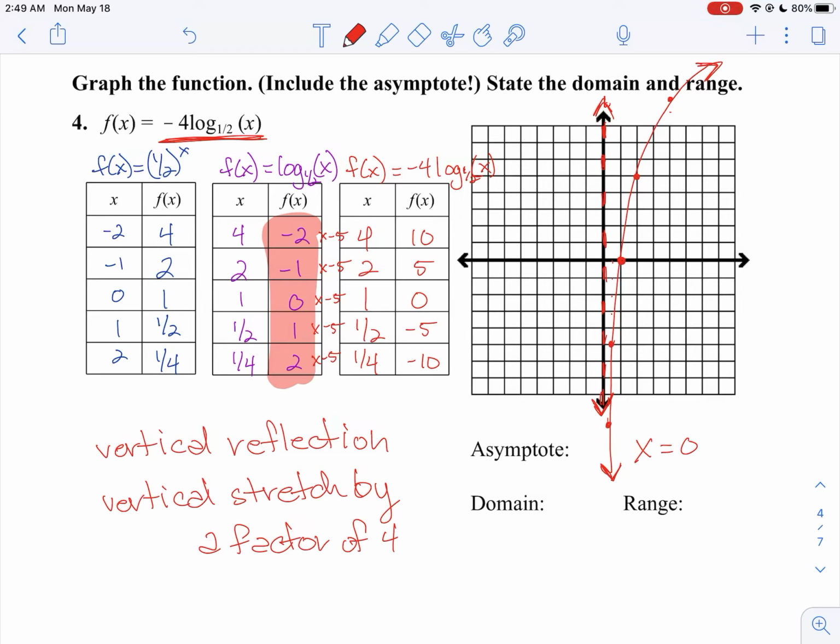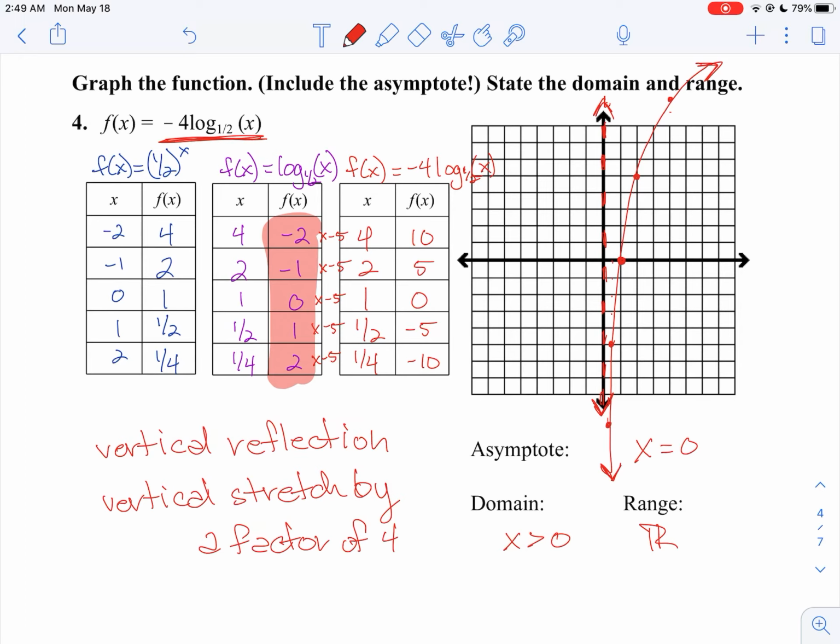Our domain then, just like Mr. Baker talked about, is we want to look to the left. Where does the graph start? Well, it starts just after 0, and it goes off to the right forever. So our domain is going to be x is greater than 0. It doesn't actually hit 0 because there's an asymptote there, but it's everything to the right. It's everything greater than 0. And our range is all real numbers. That's going to be true of all of our logarithmic graphs for our range.